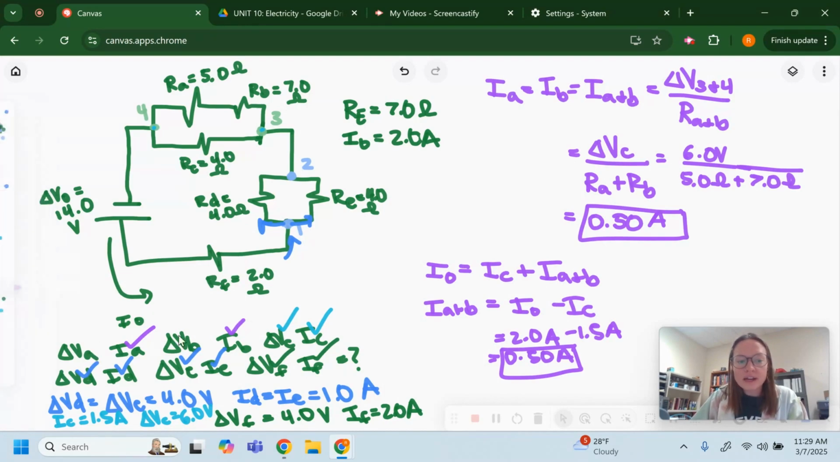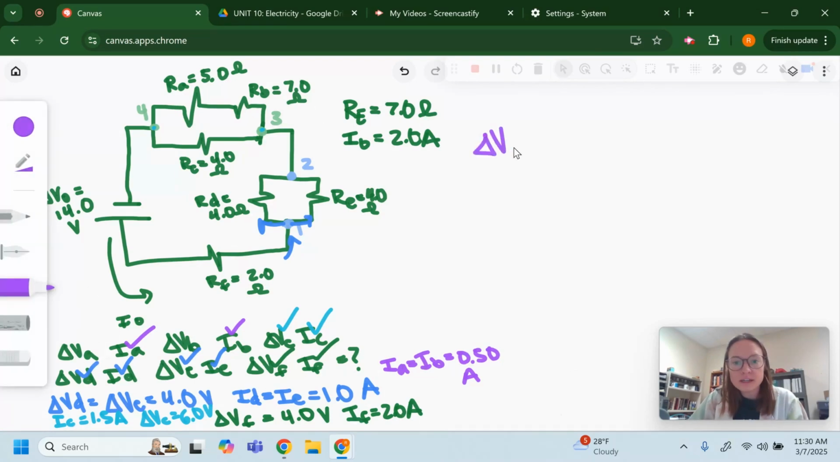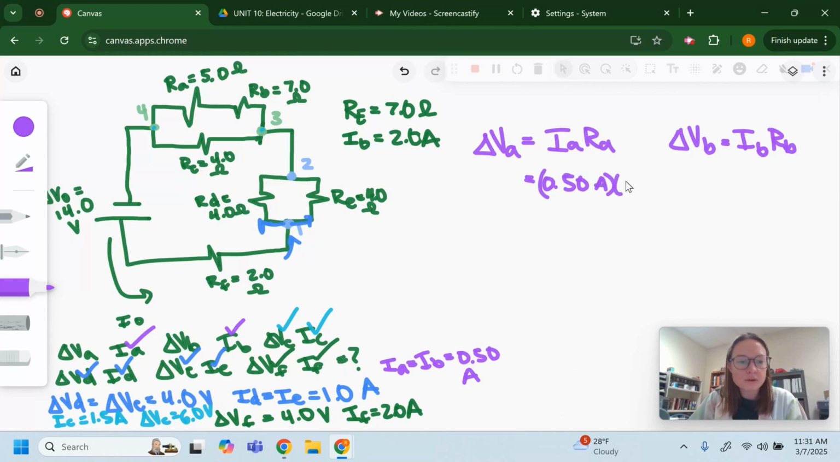Now that I have the current, all that I have to do left is find delta VA and delta VB. So now to find the potential difference across A and B, I'm just going to use delta VA is equal to IA times RA, and delta VB is equal to IB times RB. I can plug in here, IA is equal to 0.50 amps. RA is going to equal 5.0 ohms.